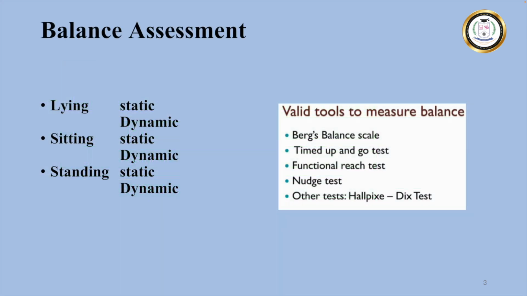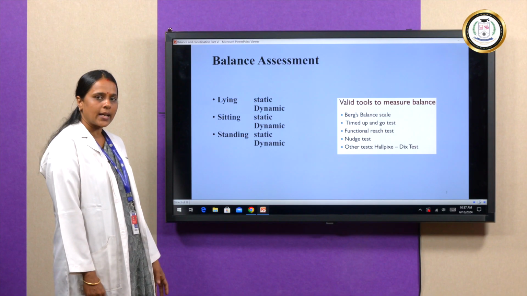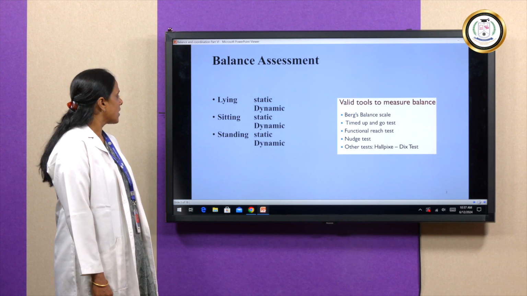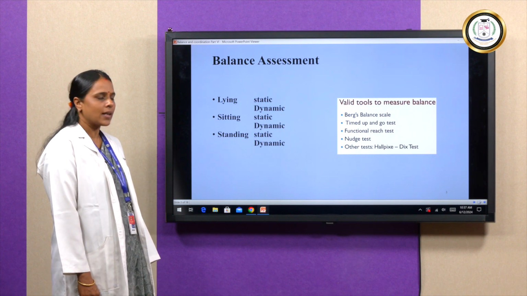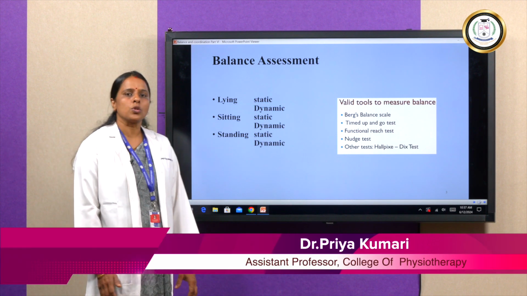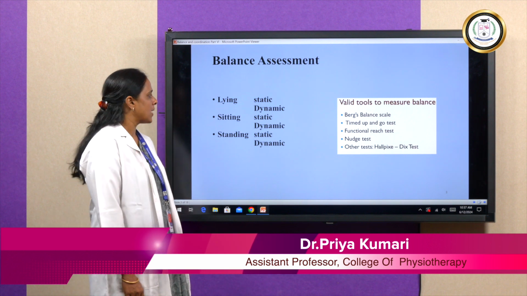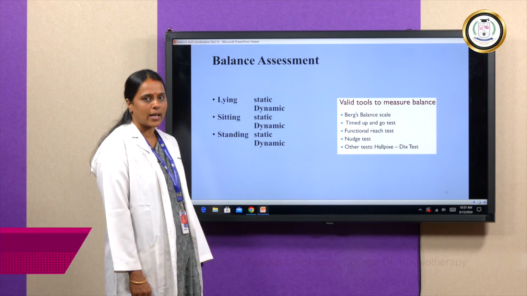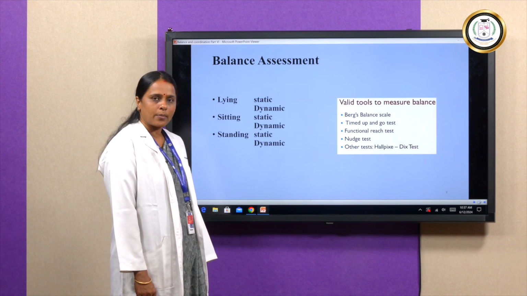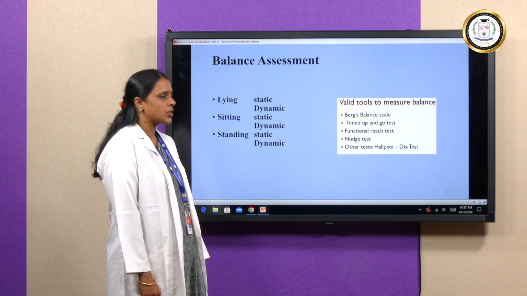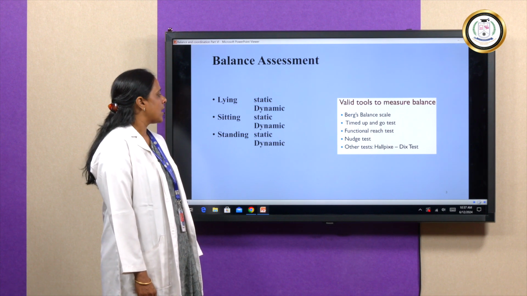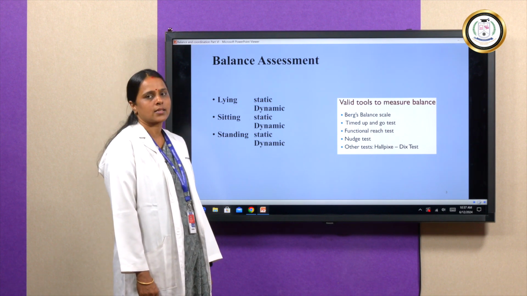Now balance assessment. Balance, as we know, is of two types, static as well as dynamic, and the balance assessment is done in the lying position. Both static and dynamic balance are checked, sitting balance is checked, and standing. There are various tools to check the balance of the patient, like the Berg balance scale, timed up and go test, functional reach test, nudge test, and other tests like the Hallpike Dix test.